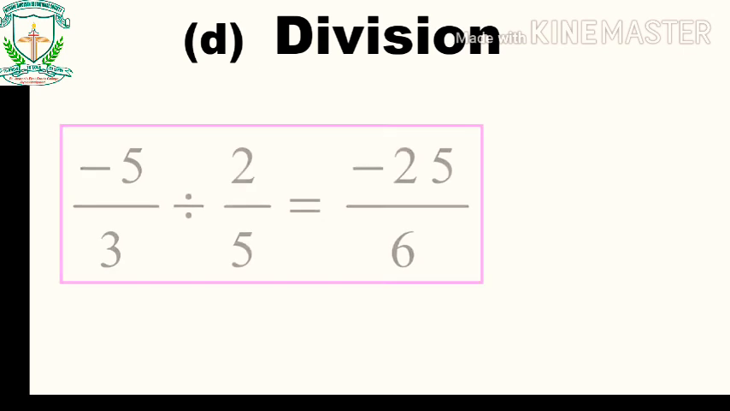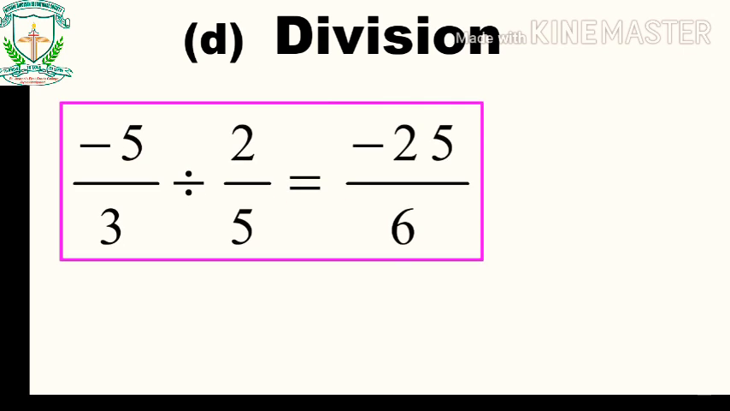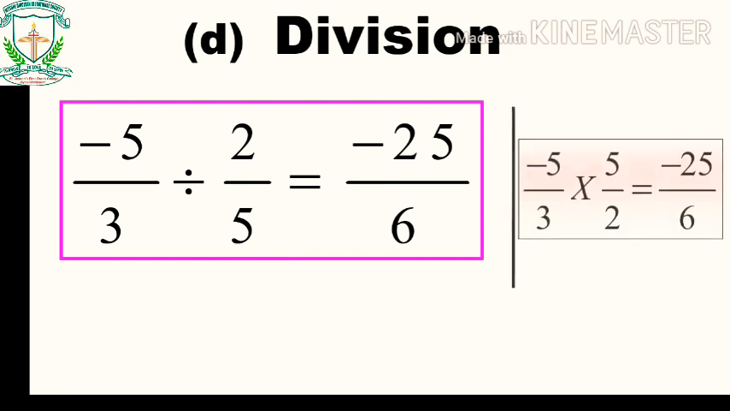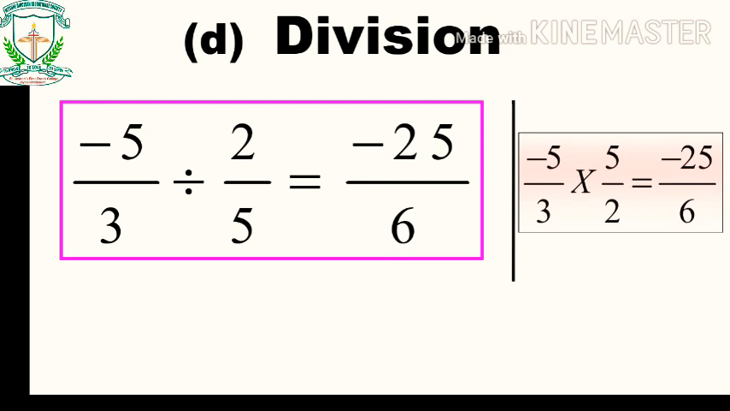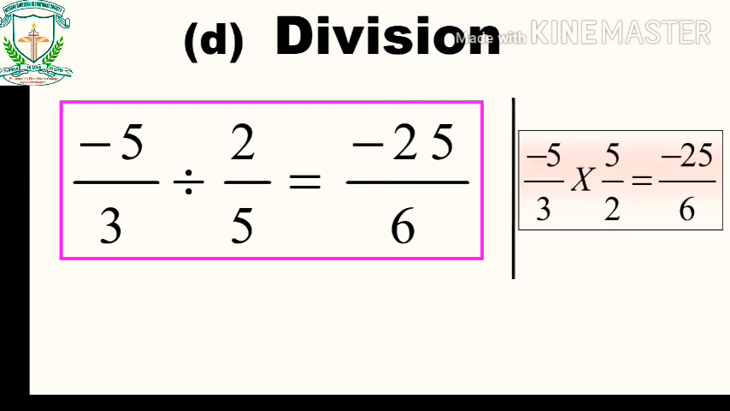What about division? Let's say minus 5 by 3 is divided by 2 by 5. Numerator is minus 5 by 3 and denominator is 2 by 5. Here we need to take reciprocal of the denominator. So 2 divided by 5 becomes 5 divided by 2. When we take reciprocal, division becomes multiplication. So minus 5 by 3 into 5 by 2.